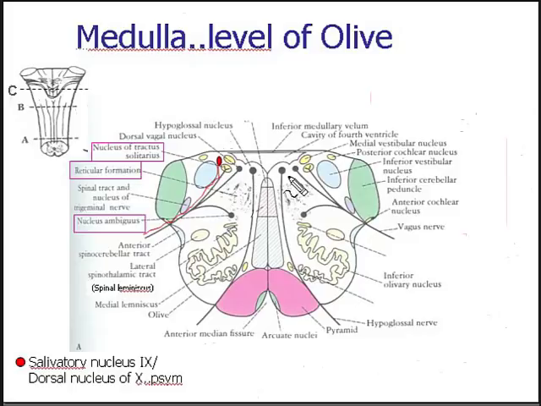The cavity is the cavity of the fourth ventricle. The section is at the level of the olive, and so we see the olivary nucleus really well at this level. And so let's see what are the other nuclei that we see. So we see the inferior olivary nucleus. We see the spinal nucleus of the trigeminal. And let me see where that is here. This over here, the spinal tract and nucleus of the trigeminal.